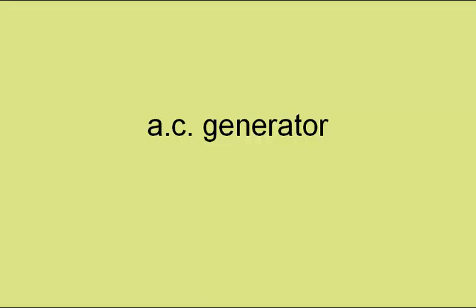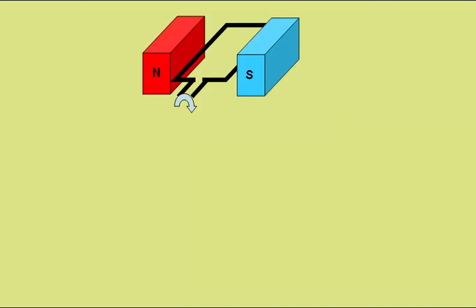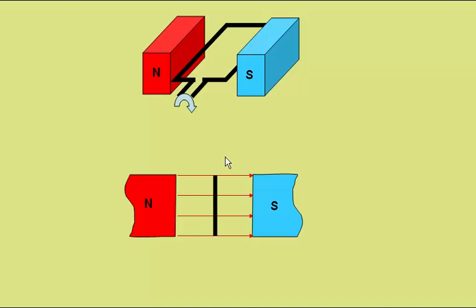The AC generator. A simple AC generator consists of a coil of wire which is rotated inside a magnetic field. It's simpler if we look at this in two dimensions, so here we're looking end on, and this down here would be looking along this part of the coil. So the coil would rotate something like this.